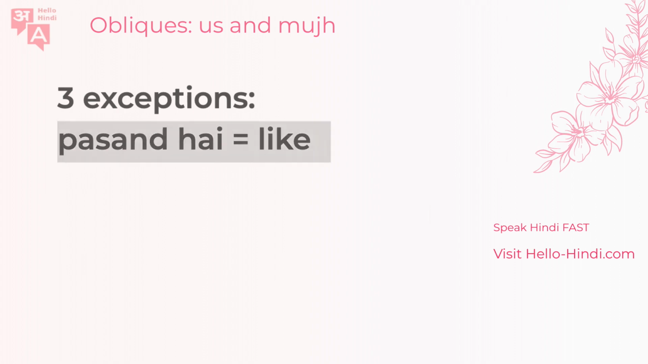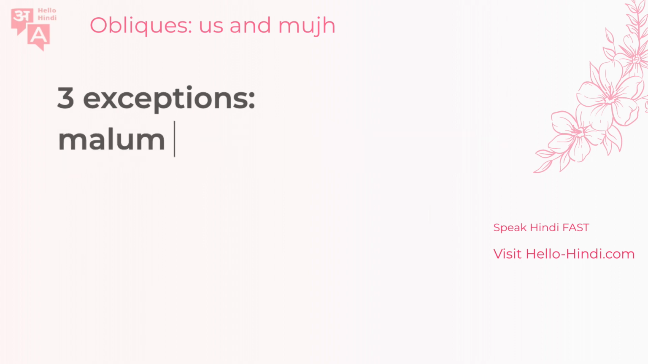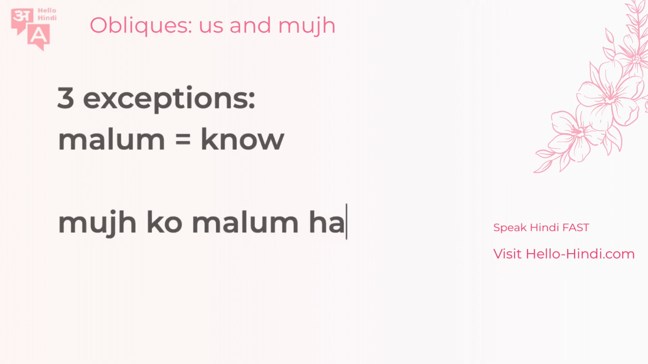And the third one is malum. Malum means know. It's the same idea. Once you grasp this idea, it's the same. So you will say mujhko malum hai means I know. What do I know? I know the address. Mujhko address malum hai. The word for address, if you want to know, is pata. Mujhko pata malum hai. You can also say mujhko story malum hai. The word for story is kahani.